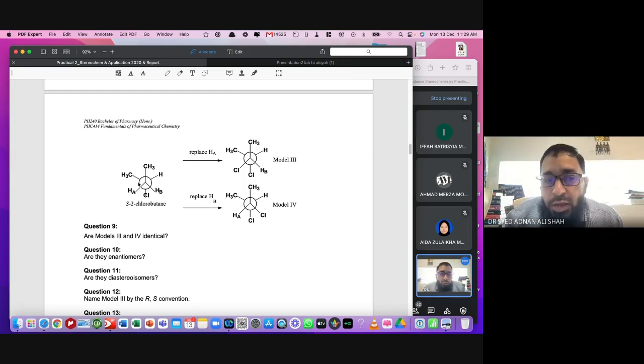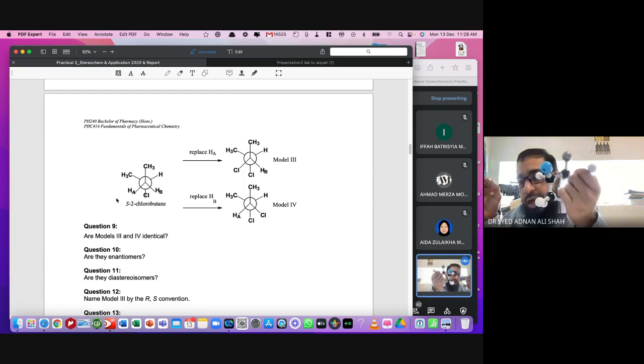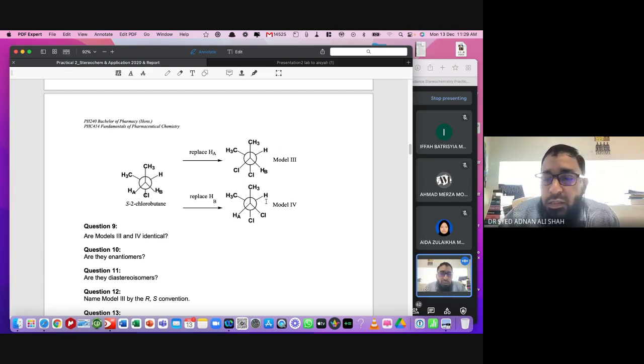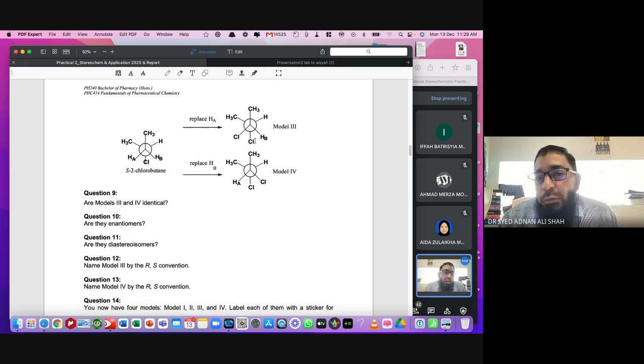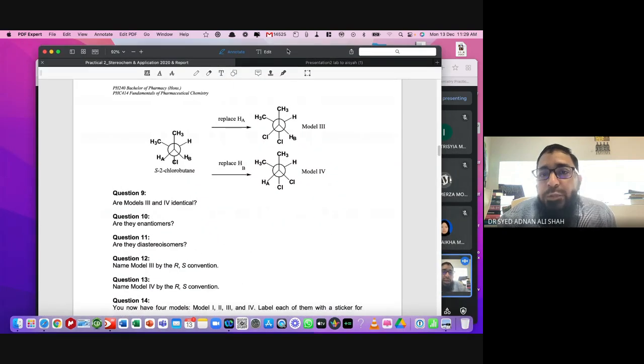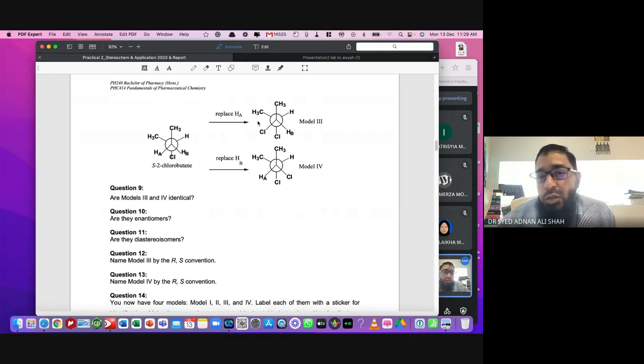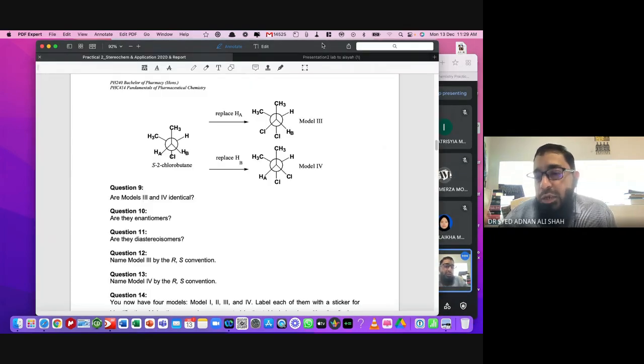So you have to do it like this for R and R and also S and S, because these models are the S ones, right? So the R and R will be the same. You have to assign the stereochemistry for both model 3 and model 4. Of course, if you replace a different hydrogen, it will be a different molecule, right? In the first model we replaced Ha with the chloride, and in the second we replaced Hb with the chloride. So they are not a similar molecule. They are different molecules, different isomers.